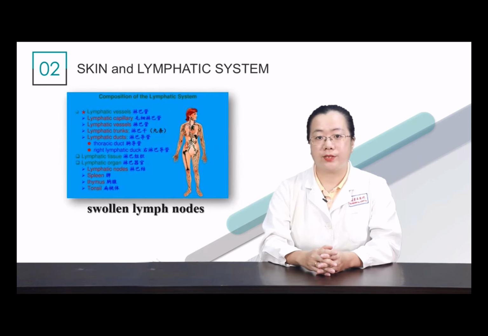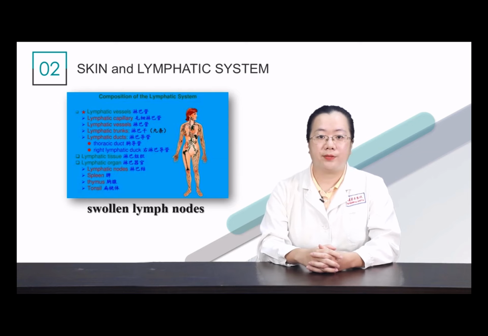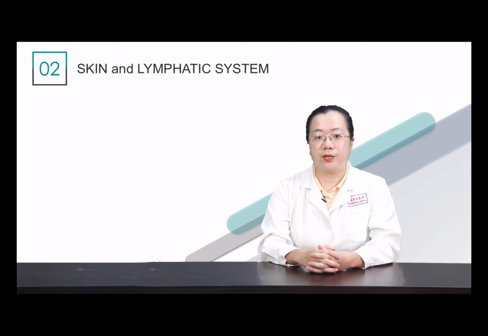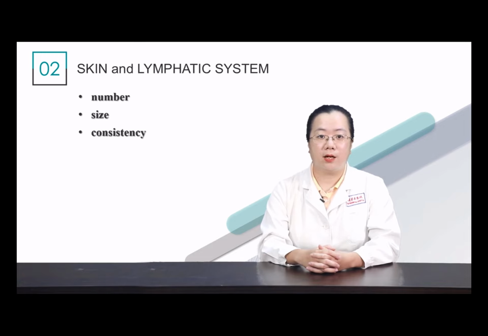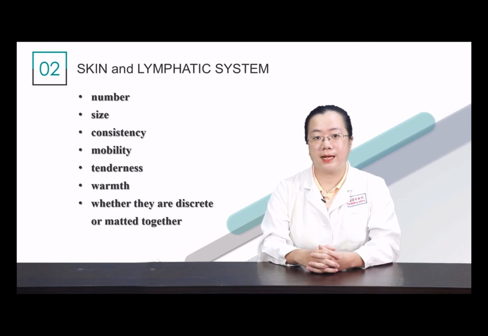We can see in this picture that the main constituent parts of the lymphatic system are lymphatic vessels, lymphatic capillaries, lymphatic trunks, and lymphatic nodes. The following characteristics of palpable lymph nodes should be noted: number, size, consistency, mobility, tenderness, warmth, and whether they are discrete or matted together. Procedures for examining the major lymph node beds should be mastered by all of you. And please remember, all lymph node areas should be palpated when searching for generalized lymphadenopathy.